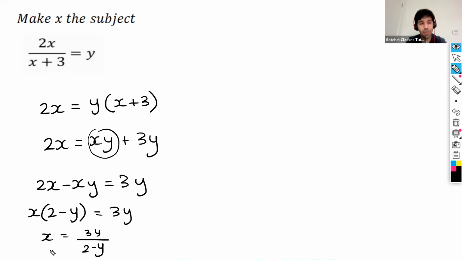Right, boys and girls, I hope you found this useful. Remember, when we are rearranging, we have to follow the same rules as solving equations. So follow what you know about inverse operations to rearrange your equations. And then look at what the question's asking you. What do we want to make the subject?